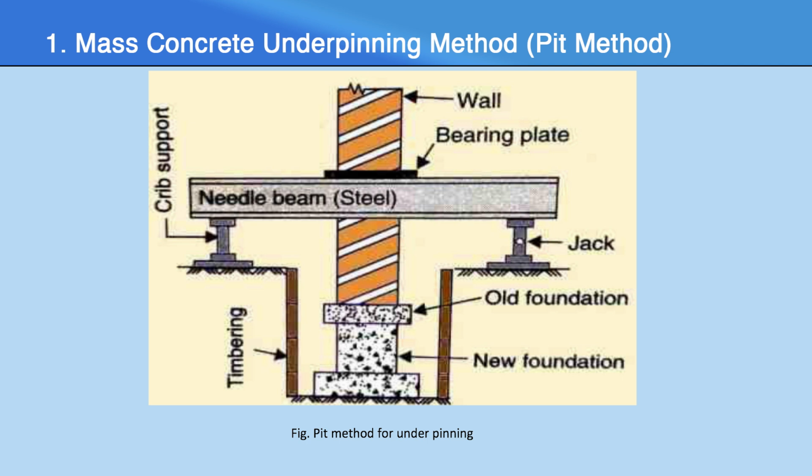The needle may be made of a material of stout timber or a steel section. The bearing plates are placed above the needle to support the masonry above it. The supporting arrangement of a needle is made by the crib supports on both sides of a wall and the jack screws. After that, the pit is excavated up to the required level of a new foundation, then a new foundation is laid in the pit.